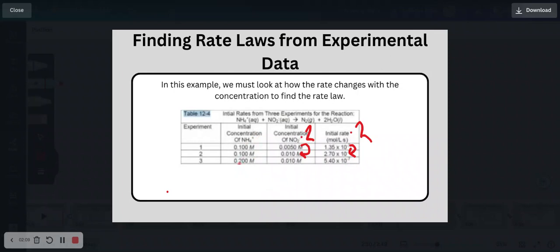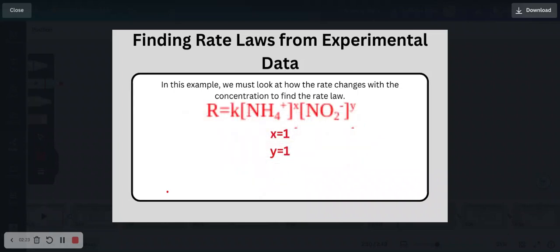In reactions 1 and 2, since the NH4 is conserved in those, we can look at how the NO2 changes with the rate. We see that the initial concentration of NO2 doubles as the rate doubles, so 2 to the y equals 2, and y also equals 1. Now that we have both our reactant orders and we have our rate law, we can put those reactant orders in. And since they're just ones, we really don't have to write anything, so it'd be rate equals k times their concentrations.